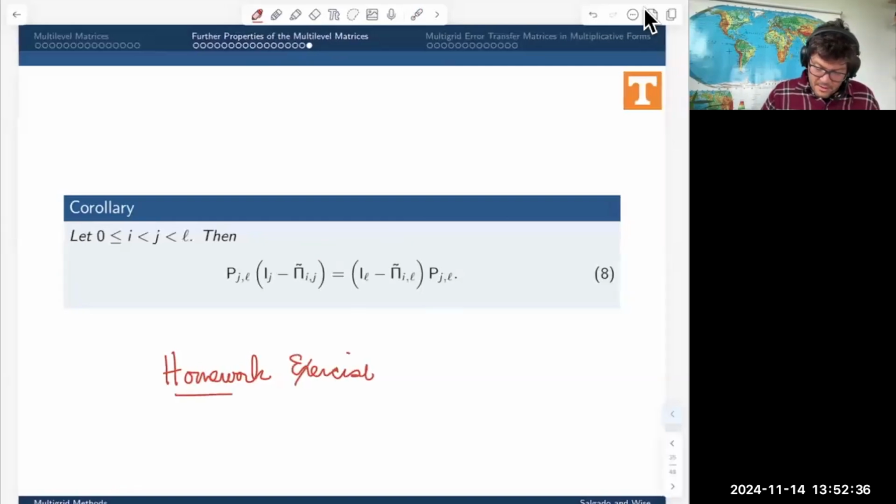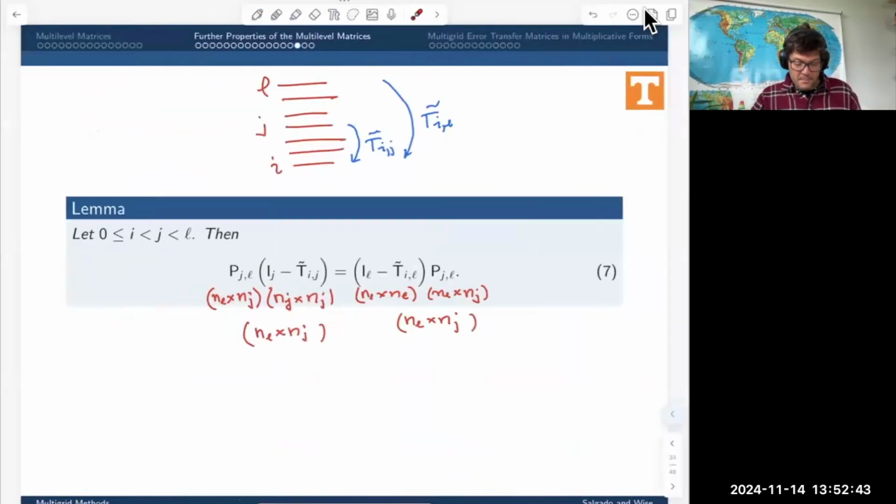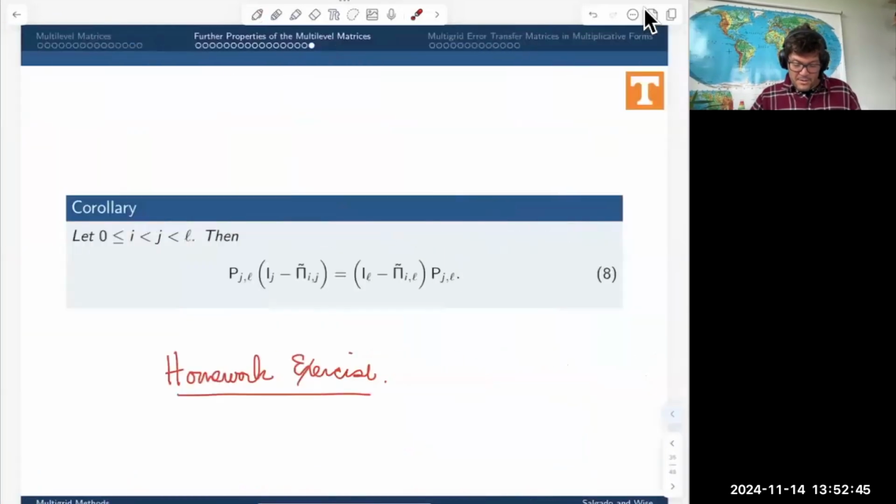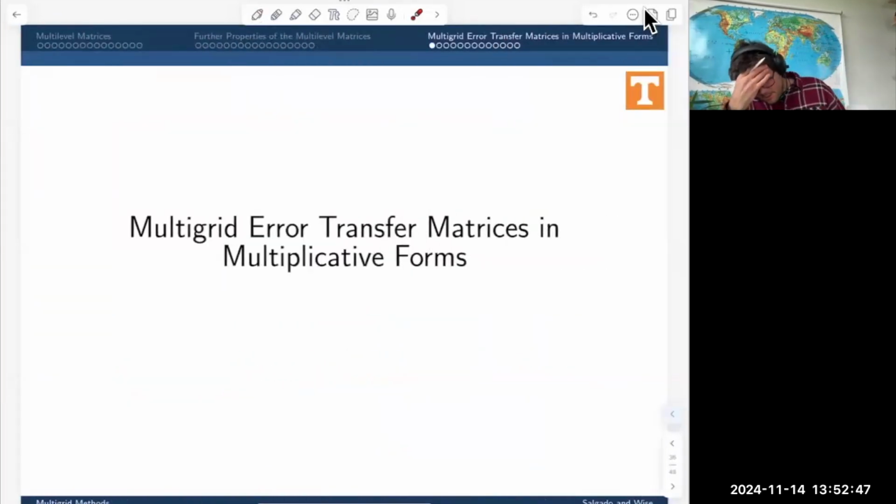I forgot to assign that as a homework exercise, but it's actually simpler than the proof of this guy. All right, so we have all we need now. And so what we're going to do next is use all of these properties to rewrite our error transfer matrices for our common multigrid methods in a convenient way, so that we can do a lot of simpler analysis.